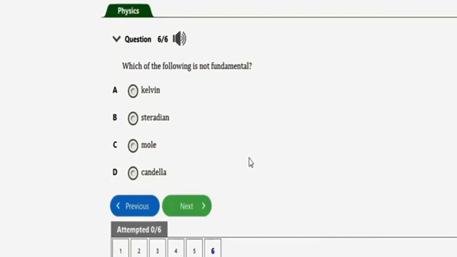So that's it for this video under fundamental quantities and units. So these are 6 repeated questions for the topic in your physics. Hope you learned something interesting from this video.